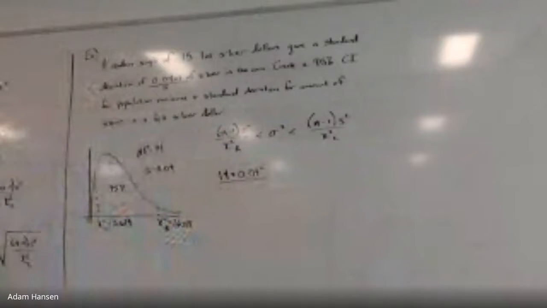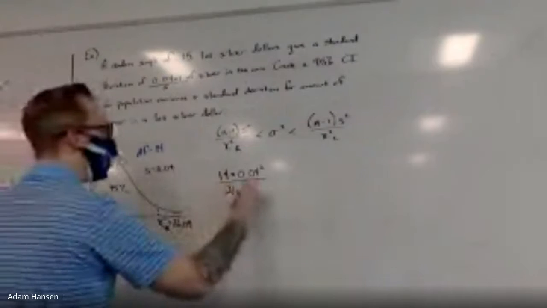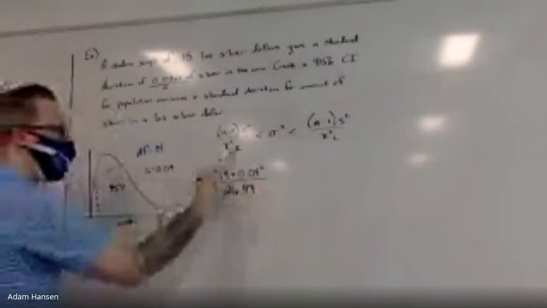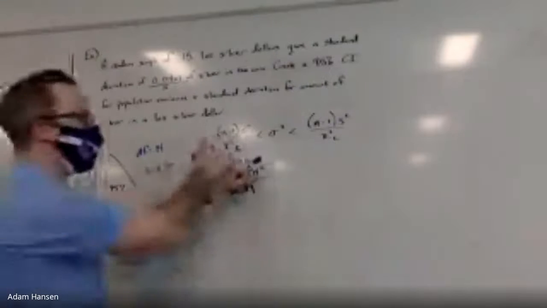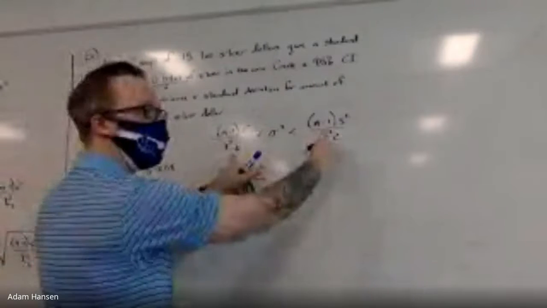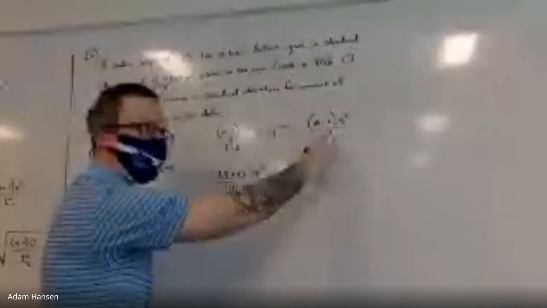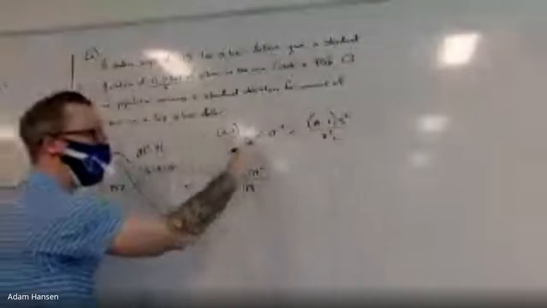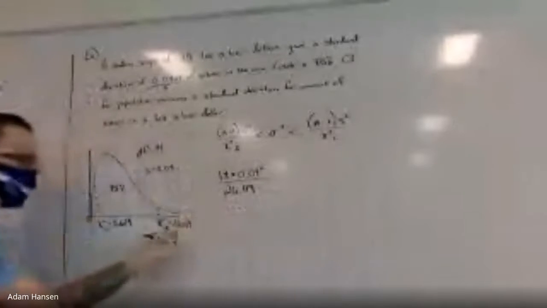For this left endpoint, I divide by the chi-square right value. So I'm going to divide by 26.119. Why do I divide by the right chi-square value to make the left endpoint of the interval? It's bigger, so it'll produce a smaller number. I've got an interval. Shouldn't an interval be in numerical order? The left endpoint of the confidence interval should be less than the right endpoint. So to make this left endpoint smaller than the right endpoint, I divide by the bigger of the two numbers, which is the right chi-square value.